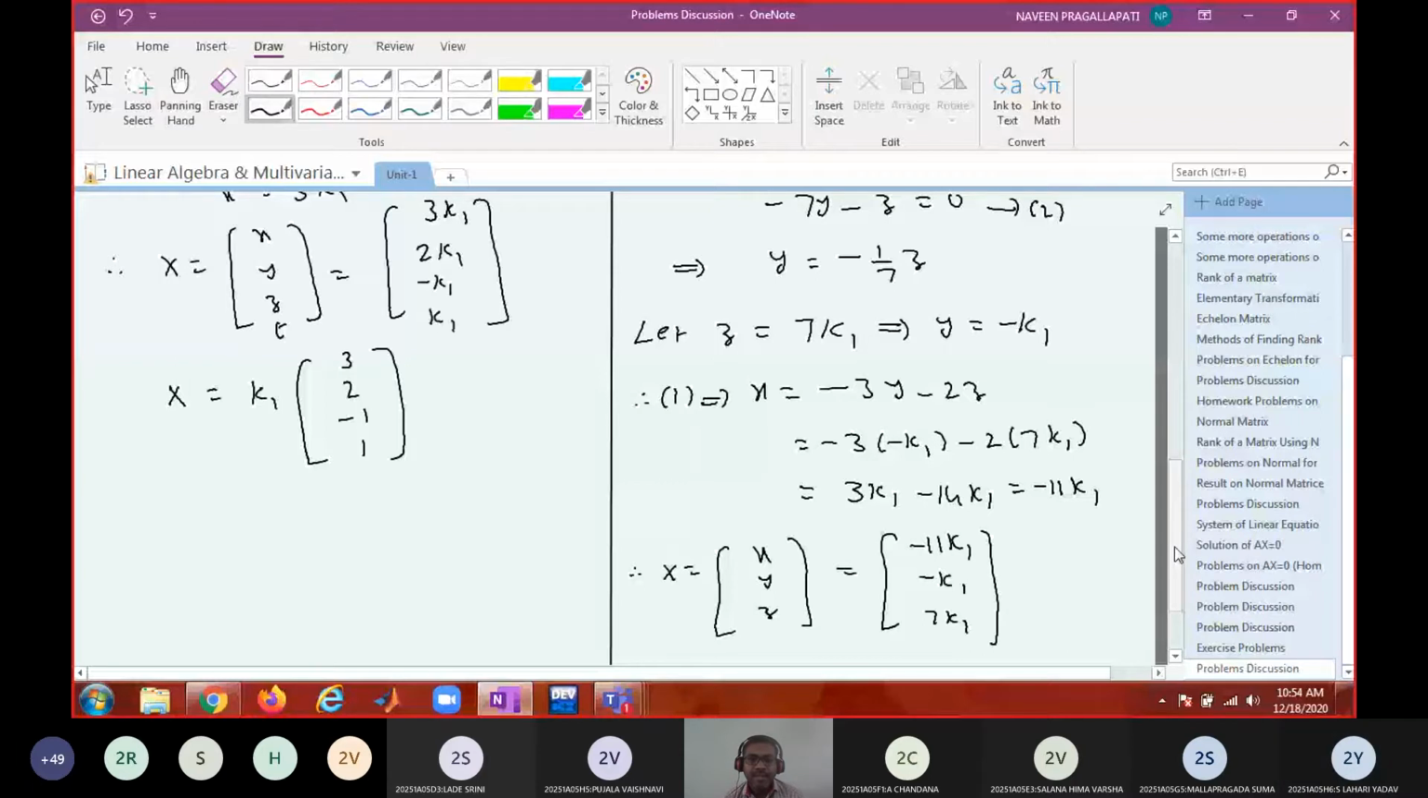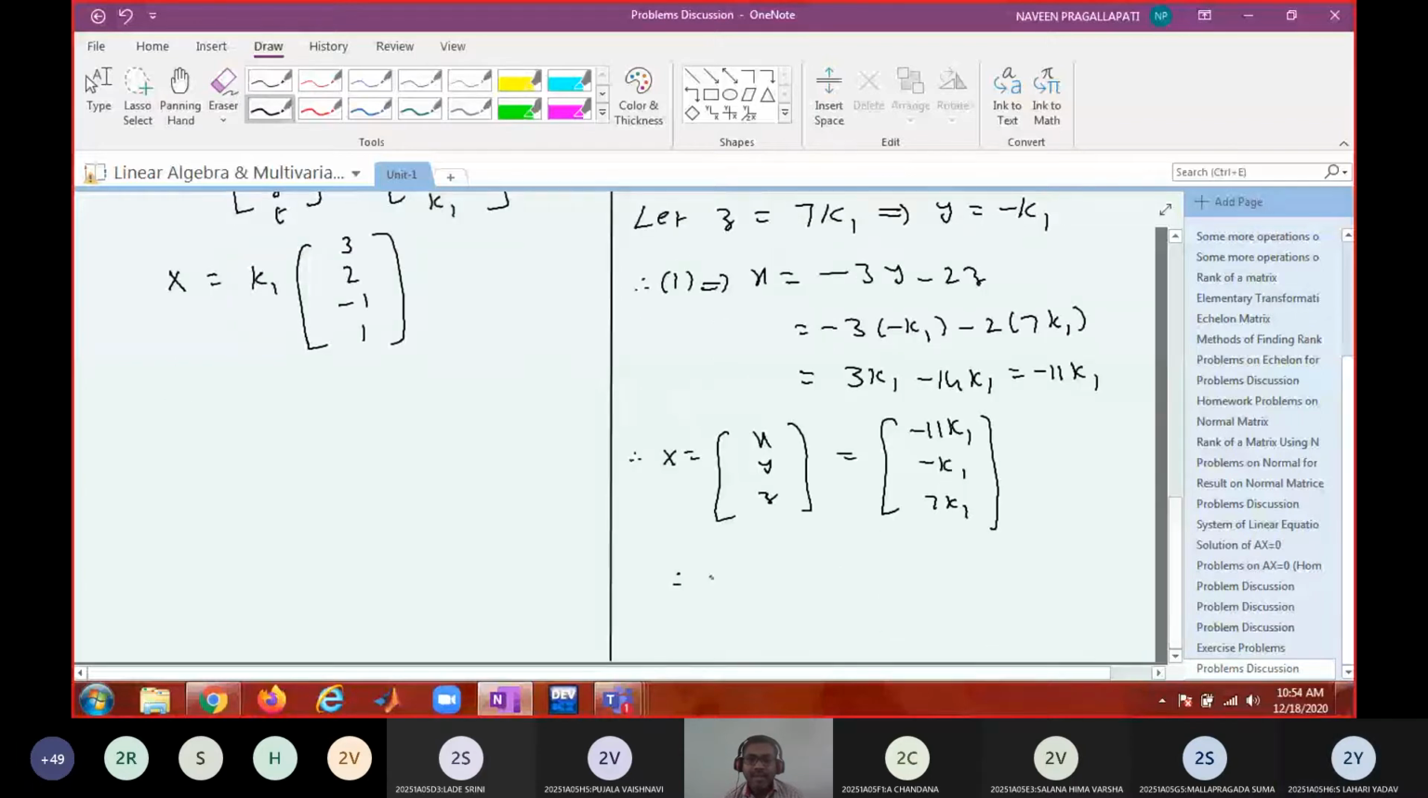Therefore, what is our x? X equal to k1 into minus 11, minus 1, 7. It is in the form k1 into x1.